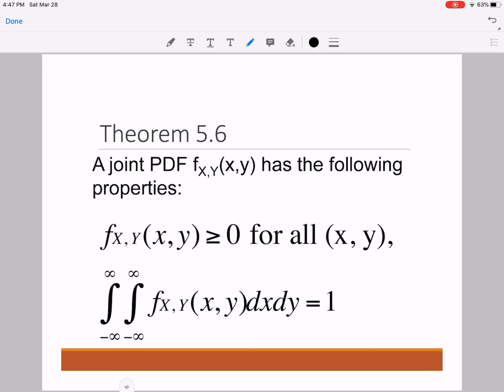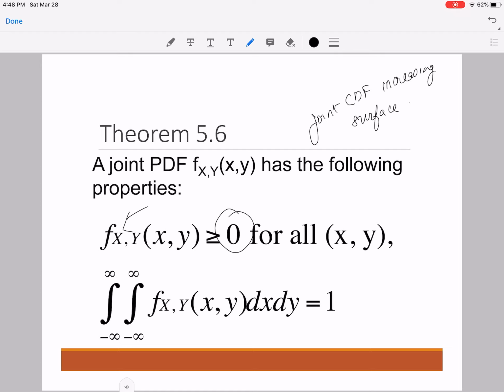Now let's look into some properties of joint PDF. Your joint probability density function is always going to be greater than or equal to 0, and that is because the joint CDF is an increasing surface. Therefore, the partial derivatives of the joint CDF with respect to x and y are going to give you another function which will always be greater than or equal to 0. So small f of x, y may go up and down, but it will always be greater than or equal to 0.